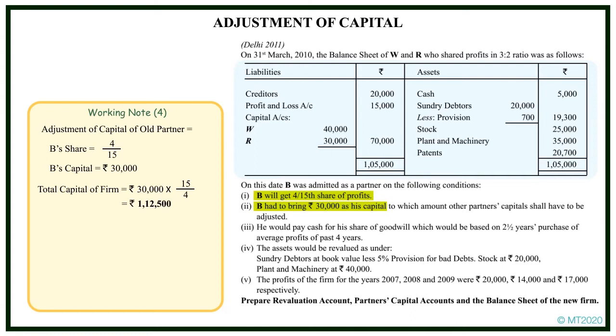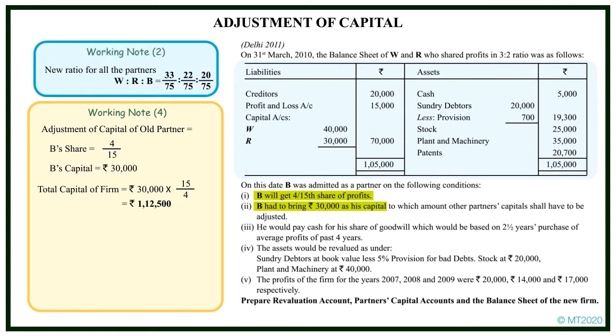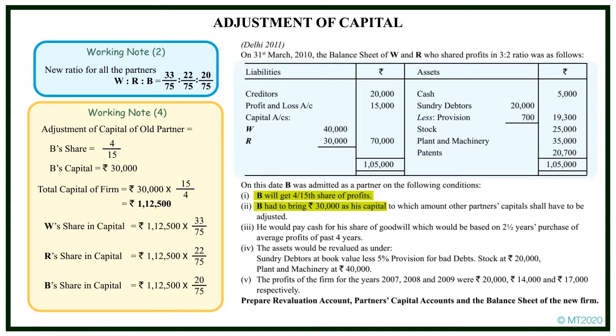which is equal to 1,12,500. The total capital of the firm will be distributed among W, R and B in the new profit sharing ratio. So if we distribute this in the new profit sharing ratio, 33 is to 22 is to 20, then the following figure comes for W, that is 49,500, W's share of capital. R's share of capital comes as 33,000 and B's share of capital comes as 30,000. These balances will be carried forward in the partners' capital accounts and balance sheet because these are the closing balances of the partners in the partnership firm.